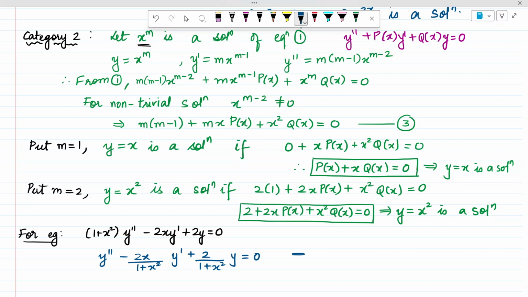एंड यहाँ से अब p and q निकालोगे तो p of x is negative 2x by 1 plus x square and q of x अगर कैलकुलेट करोगे तो 2 upon 1 plus x square आएगा. इज दिस करेक्ट? अब ये जो p of x और q of x है, ये कौन सी कंडीशन सेटिस्फाई कर रहा है? m is equal to 1 वाली या m is equal to 2 वाली?